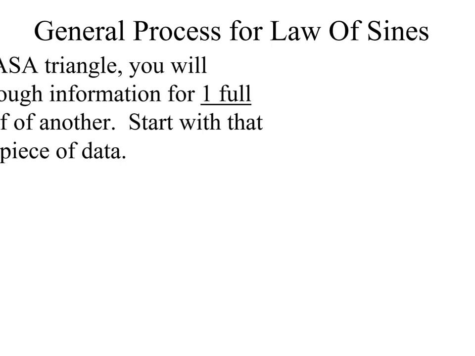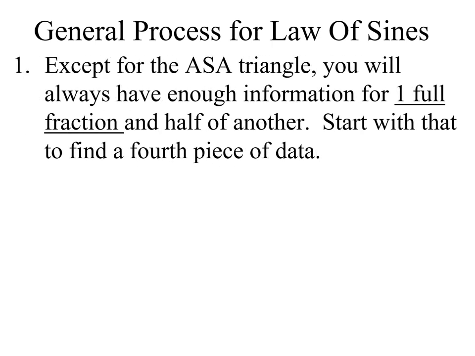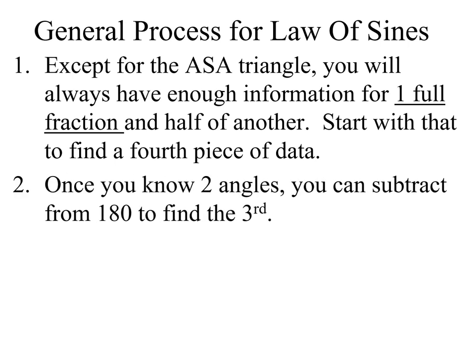Now, the general process for the law of sines: except for the ASA triangle, you will always have enough information for one full fraction and half of another. Remember when I told you, when we studied the ratios, we use the fraction when we have a full fraction. Start with that to find the fourth piece of data. Once you know two angles, you can subtract from 180 to find the third.